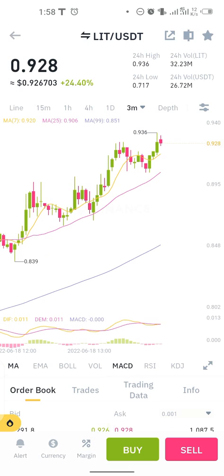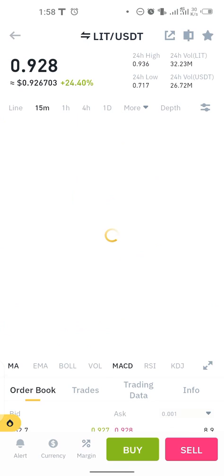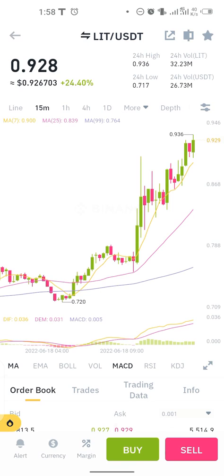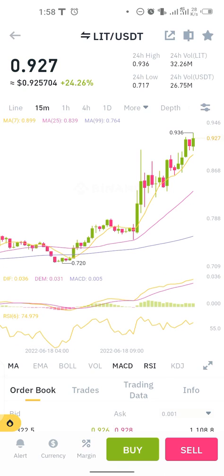So the MACD, ladies and gentlemen, okay, let me go to the 15 time frame to create a clearer picture. The MACD is showing you that the orange line is above the purple line. So it's showing you that this coin is still going up. Next, the RSI. When you look at it, it's above 70, it's 75. But also you look at the line, it is still pointing up.